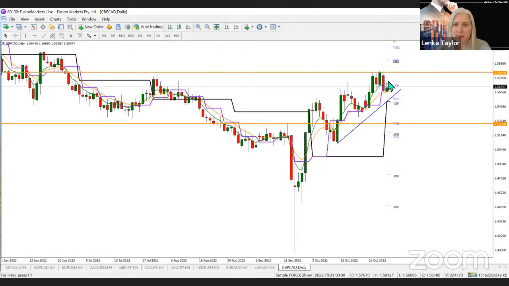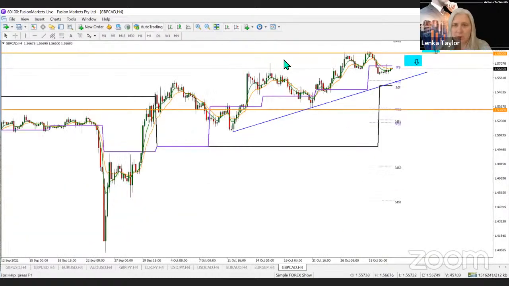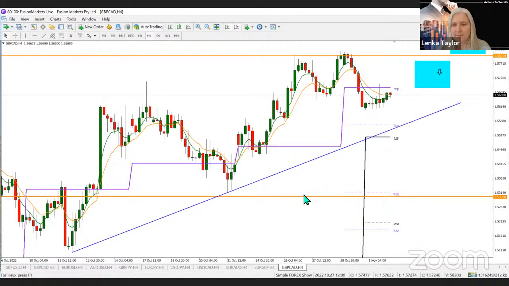On the daily, we are below the weekly pivot, and just had a bit of a rejection from the top of that range, and hence I'm looking for short-term short opportunities to see if it does go back down to the bottom of the range. Not very confident with this setup, just because there's a lot of resistance in the way, so probably not going to be taking that trade, but that would be the preferred direction for the short term. So that's short for GBP CAD.